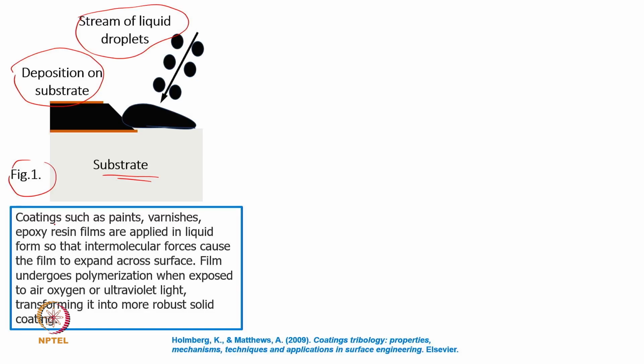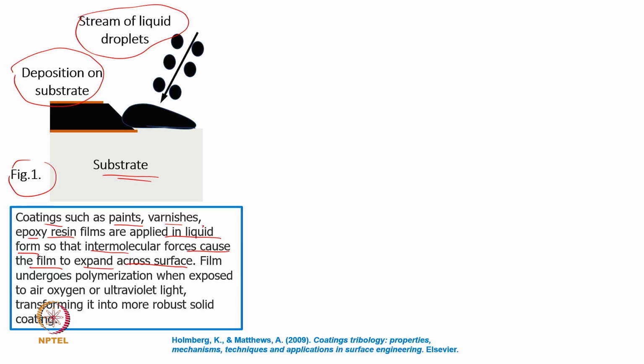That is why we say here the coatings such as paints, varnishes, epoxy resins are applied in liquid form. The best thing is that because we are applying in liquid form, there is a possibility to keep uniformity in thickness, and there is surface tension in the liquid, and because of that there will be spreadability, that has been mentioned here. So, in the liquid form, the intermolecular forces cause the film to expand across the surface, spreading, like the way we apply water and water gets sprayed.